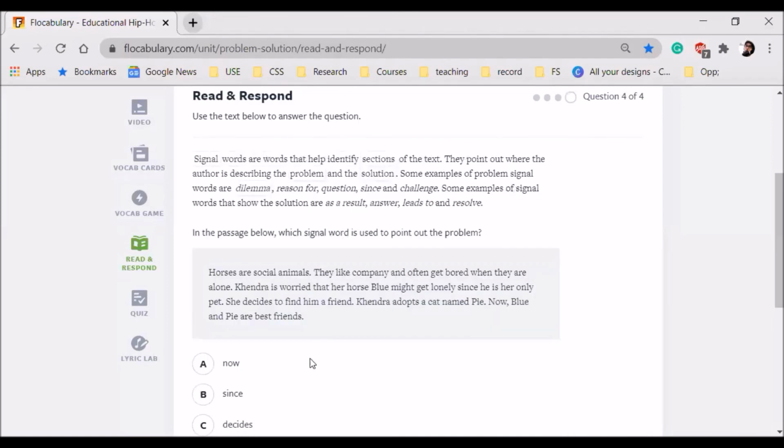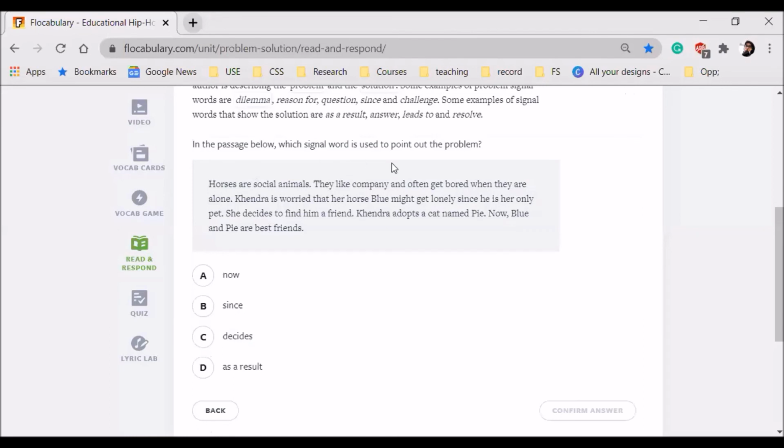In the passage below, which signal word is used to point out the problem? Read this passage and tell me which word is used to show the problem. As a result. A, how, D.